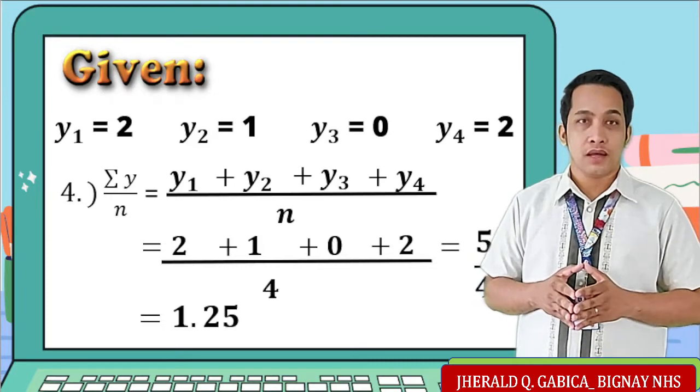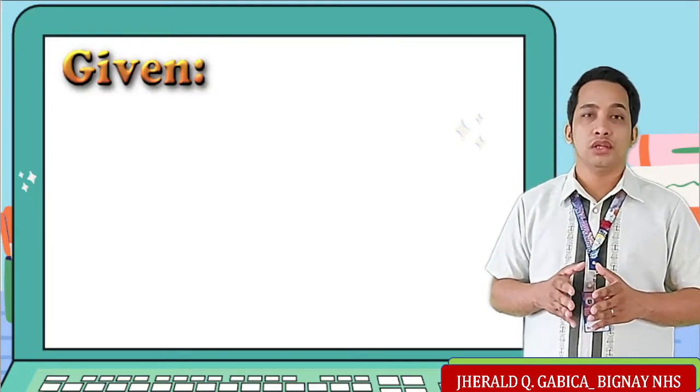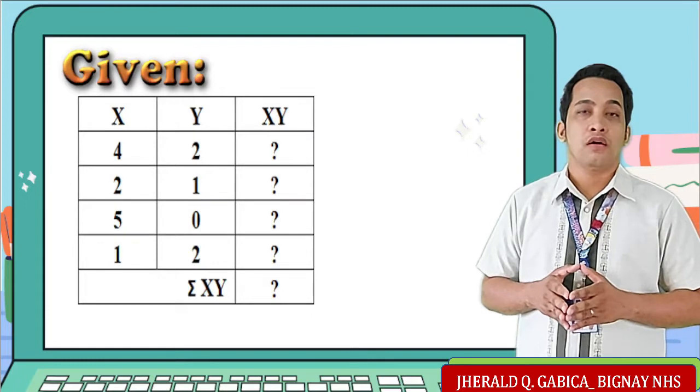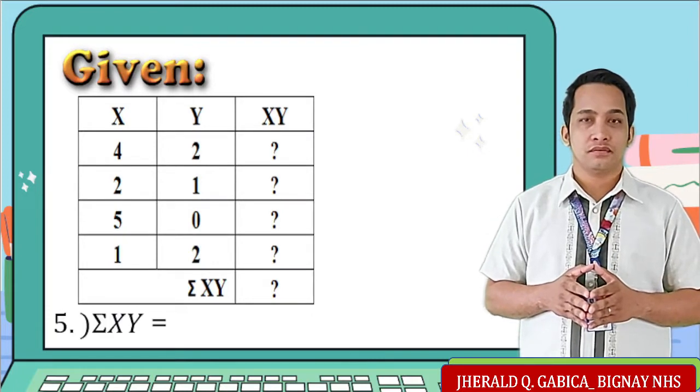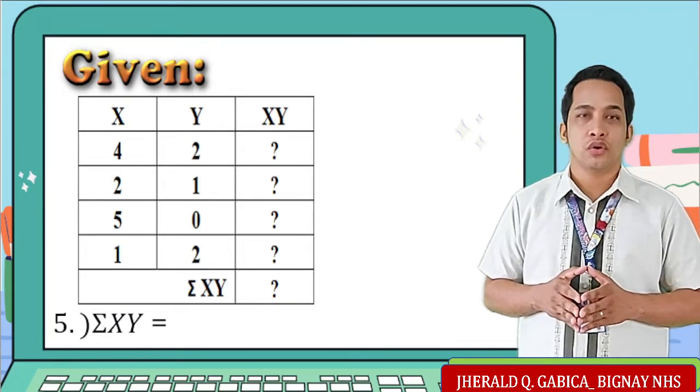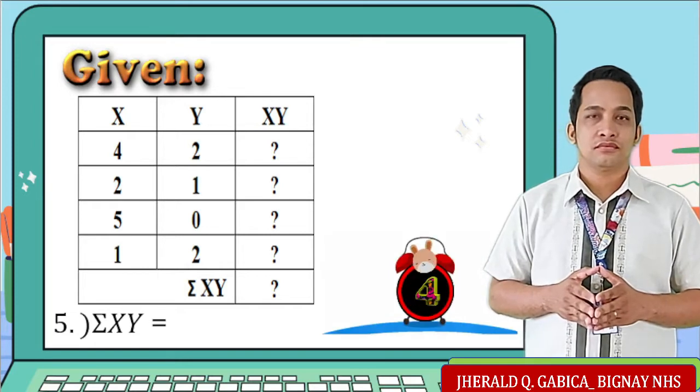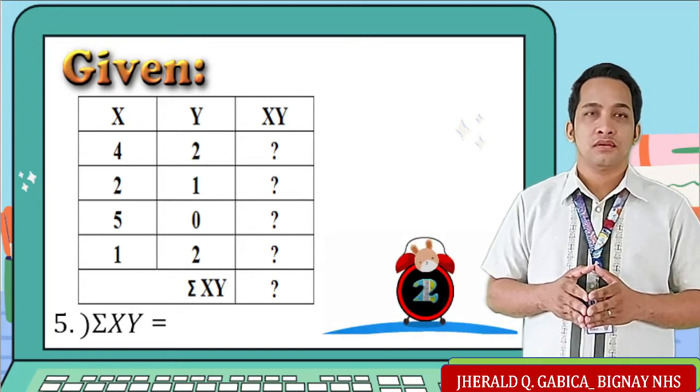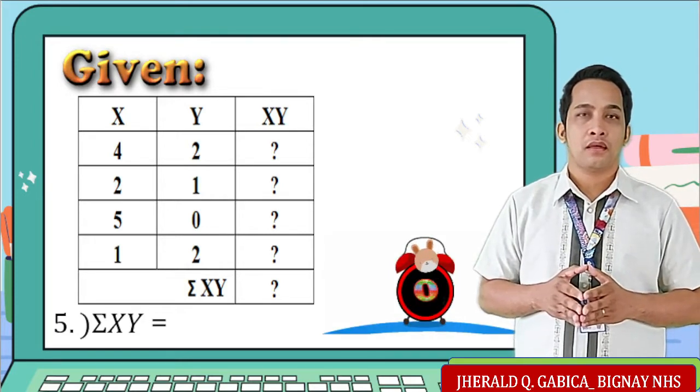Our last item, given the table of values, you need to solve for the summation of x times y. 5 seconds, go! 5, 4, 3, 2, 1.